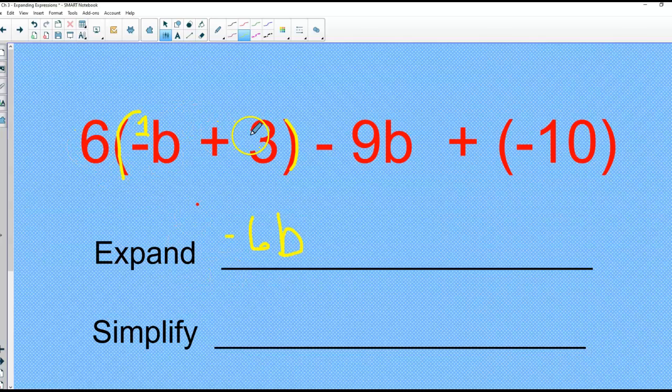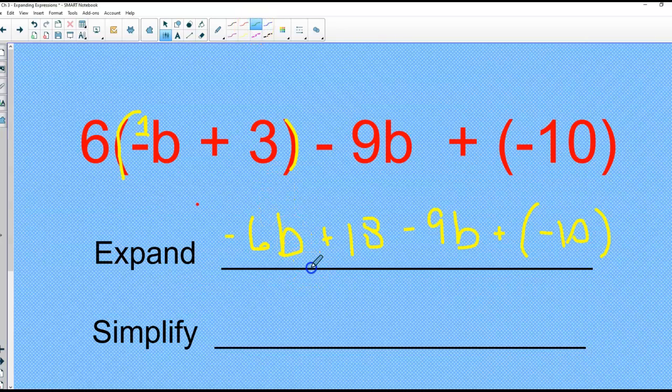6 times 3 would be 18. And there's a plus sign in between, or we're adding. And there's where my parenthesis ends. So I'm not multiplying by 6 anymore. Let's just bring the rest down. Minus 9b and plus a negative 10. Okay, there's our problem.